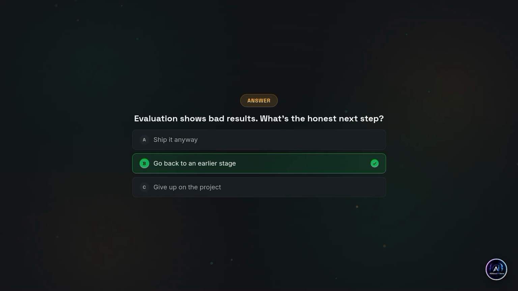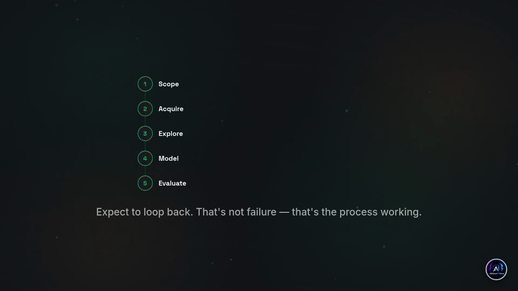So, to recap properly, scope the problem precisely. Acquire the right data, not just the easy data. Explore it before trusting it. Model only once you understand what you're working with. Evaluate on data the model has never seen, and expect to loop back. That's not failure, that's the process working.